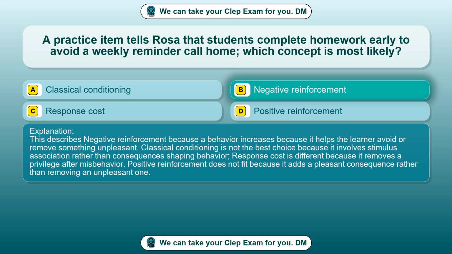This describes negative reinforcement because a behavior increases because it helps the learner avoid or remove something unpleasant. Classical conditioning is not the best choice because it involves stimulus association rather than consequences shaping behavior. Response cost is different because it removes a privilege after misbehavior. Positive reinforcement does not fit because it adds a pleasant consequence rather than removing an unpleasant one.